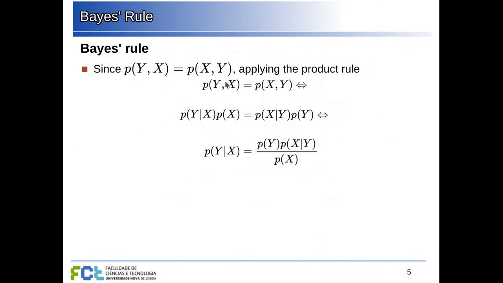But since we can rewrite this with the product rule, we can reach Bayes' rule, which relates the conditional probability of y knowing x to the conditional probability of x knowing y. With this operation, we multiply by the marginal probability of y and divide by the marginal probability of x. So this is just a brief revision of probabilities. You already covered this in different courses.